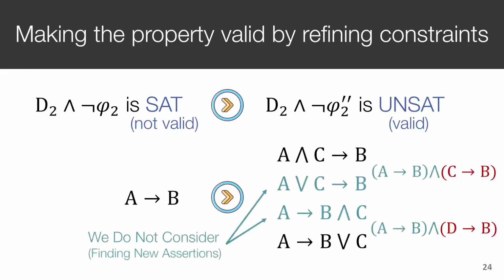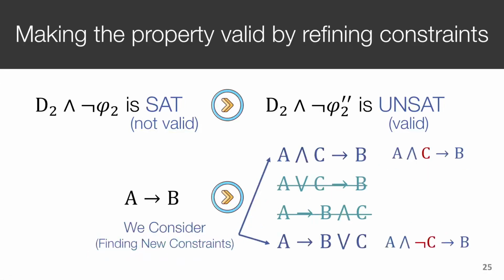We do not consider the second and third case here, because when we rewrite these 2 cases, it is basically the original assertion A implies B and something new. And this is equivalent of finding some new assertions, and this is not the case of doing translation. And we only consider the first and fourth case here. They are equivalent to finding some new constraints.